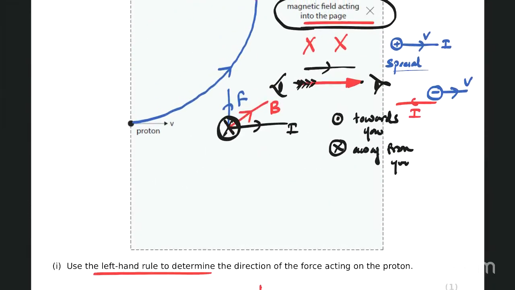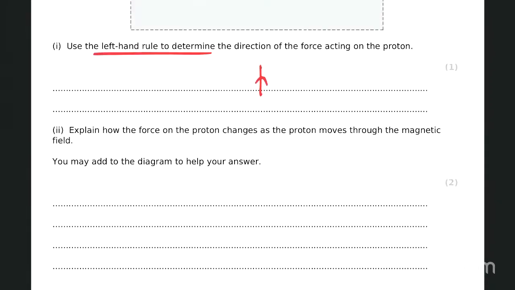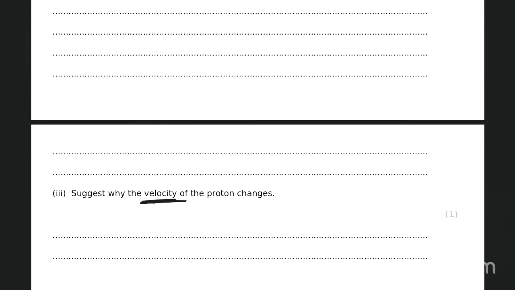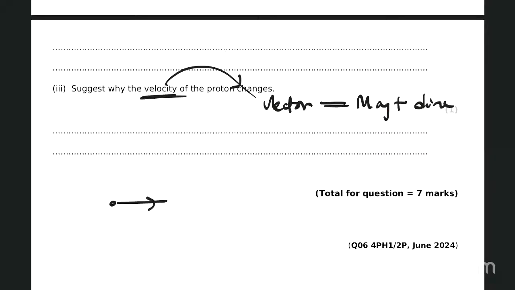And suggest why the velocity of the proton changes. Since there's an external force, there will be a change in the velocity as well. Here they are dealing with the velocity, and velocity is a vector. A vector means you have the magnitude plus the direction as well. At the start, the velocity direction is like this. But once a force acts, the direction will constantly change, right? Though the magnitude might stay constant, the direction is changing.